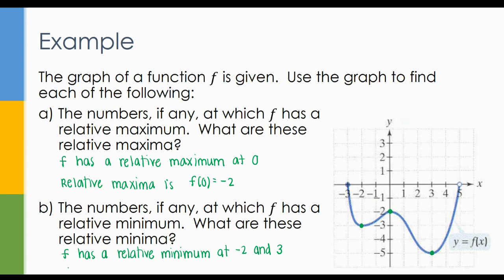Okay, so now let's figure out what that relative minima is. So that means that we're doing our function notation. So I want to know, where is f of negative 2 and where is f of 3? All right, so at negative 2 on the x, it looks like we're at negative 3 for the y value. When I'm at positive 3 for the x, it looks like the y value is negative 5.